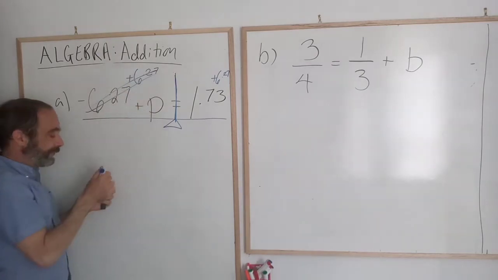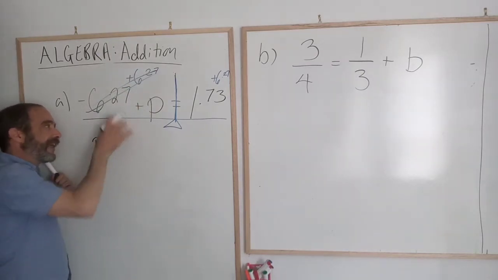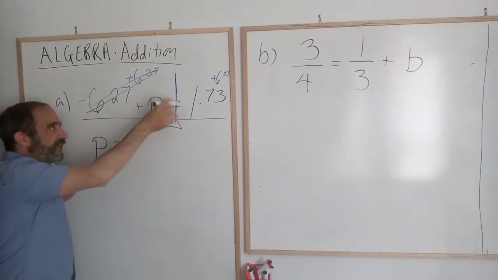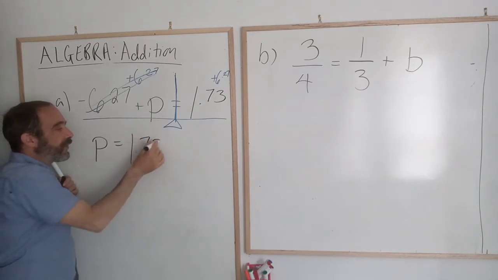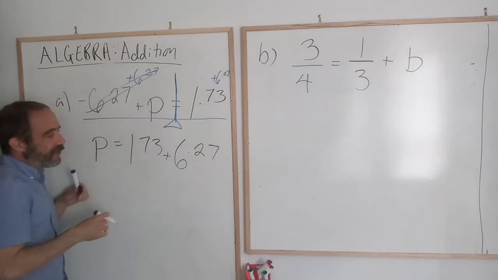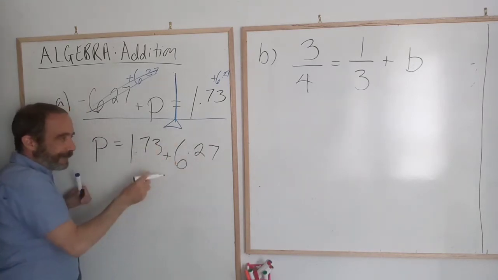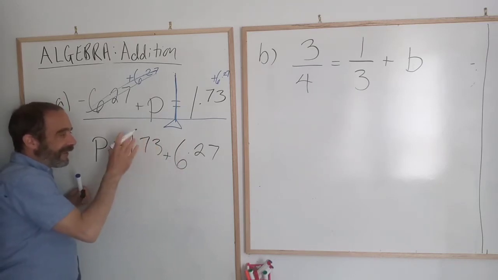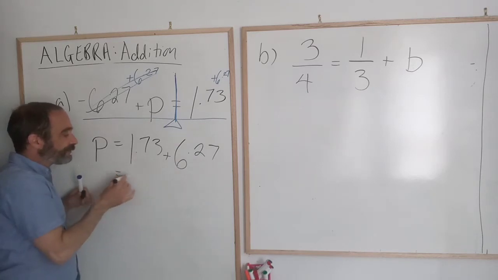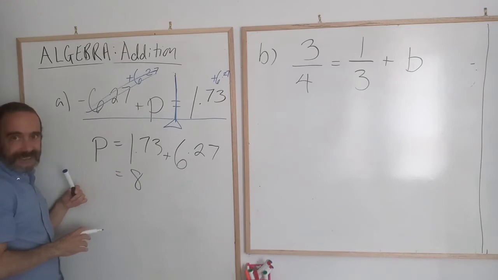Cancel where you can, and then I like to rewrite every time. From the left, all I have here is p. The plus isn't important, so p. The equal sign remains, and you've got 1.73 plus 6.27. And if I engineered that correctly, 0.73 and 0.27 add up to one whole number. So that's 1, 2 plus 6 gives us 8, right? So that answer there would turn out to be 8.